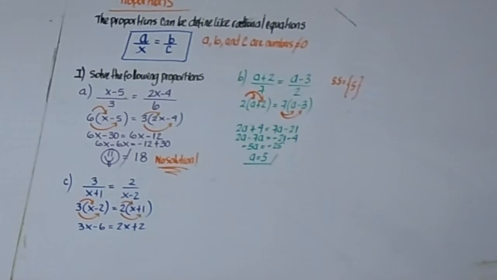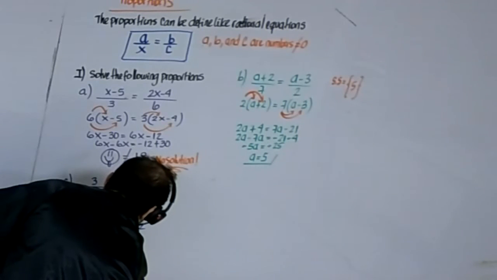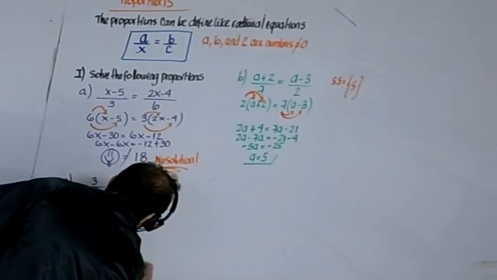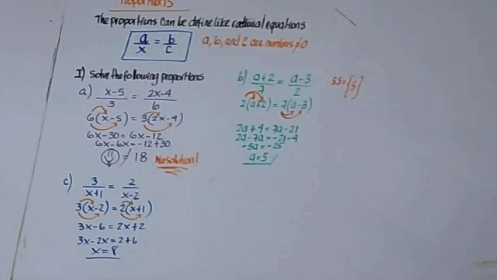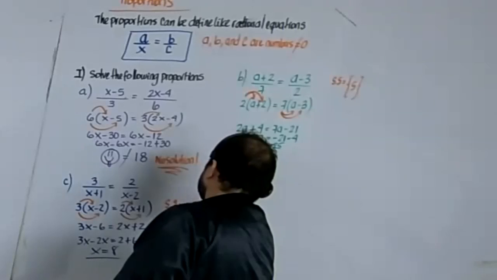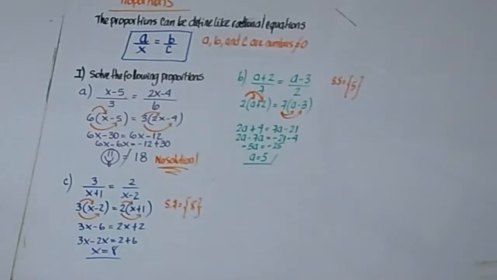Okay, we're going to join the letters. I mean, 3x minus 2x equals 2 plus 6. Conclusion, x equals 8. For that reason, the solution set, my dear students, will be 8. Questions? No questions.